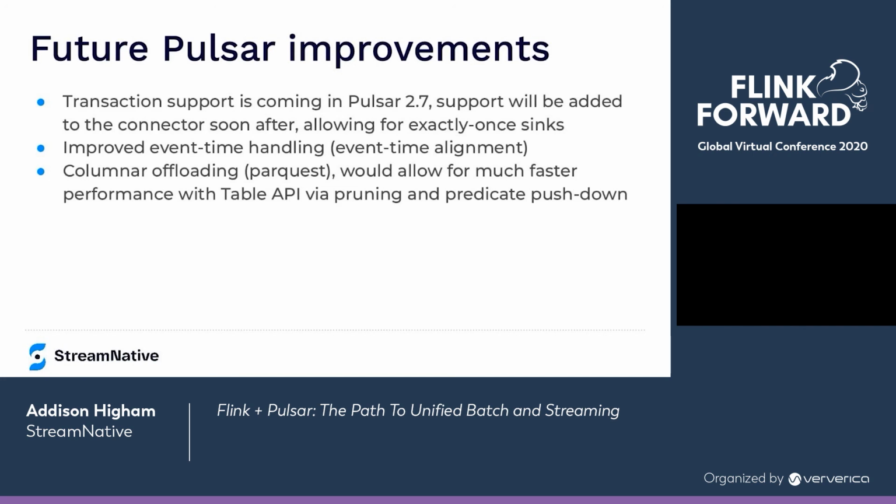And then one more very exciting thing is that Pulsar is going to be working towards columnar offloading, to offload those closed segments and transform them into a columnar format. With that, we'll be able to offer performance using the table API, where it can do things like predicate pushdown and pruning to give you really great batch performance when reading data off of Pulsar.